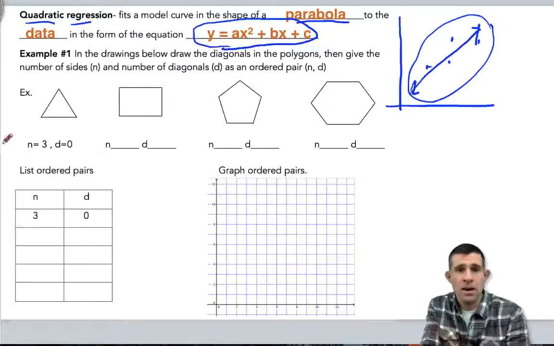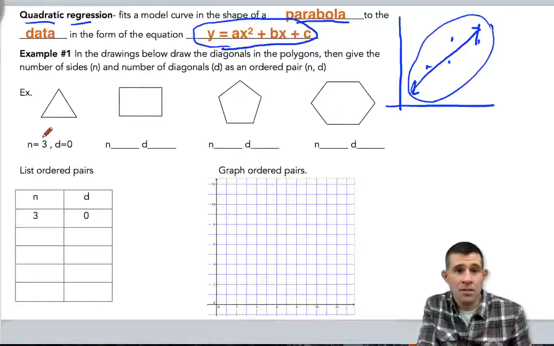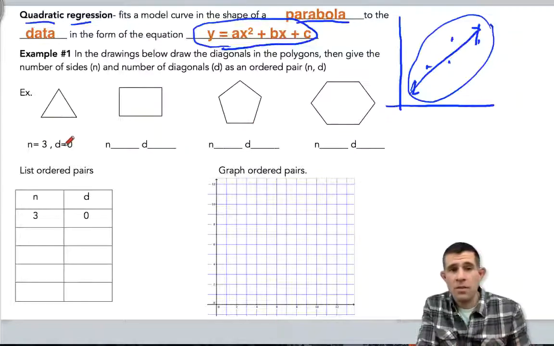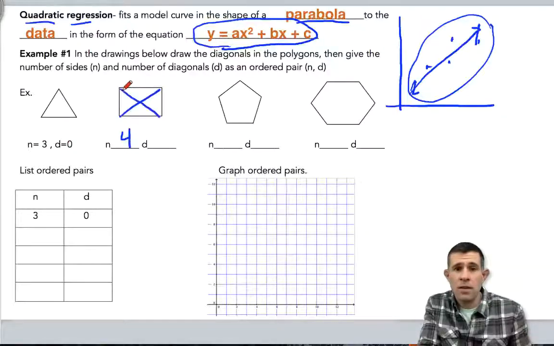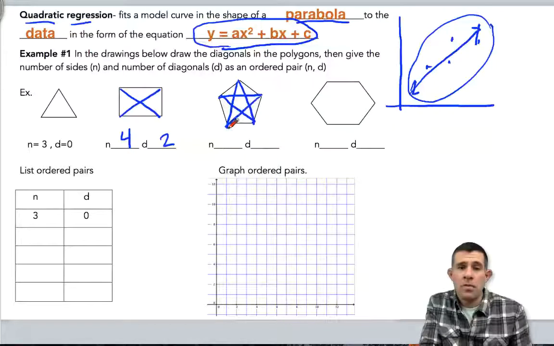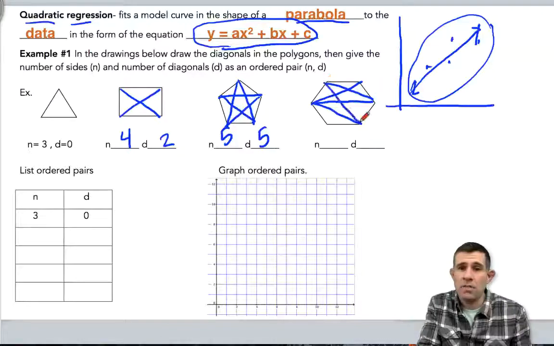and by hand. Our first example says we're going to make ordered pairs of these polygons and their diagonals. So first off, we have a triangle. It's got 3 sides but 0 diagonals. And next one, we have a 4-sided quadrilateral, and it has 2 diagonals. Next, we're looking at a pentagon with 5 sides, and actually it's going to have 5 diagonals as well. And therefore that ordered pair is 5, 5. And finally we have a hexagon that's got 6 sides and 9 diagonals. So let's make sure we get all of our diagonals in here, and there we have all 9 of them. So 6 sides and 9 diagonals.